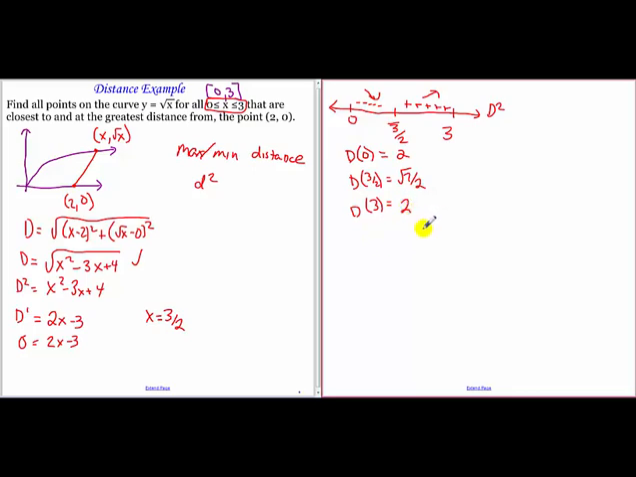So now you need to look and see which one of those is a maximum, which one of those is a minimum.